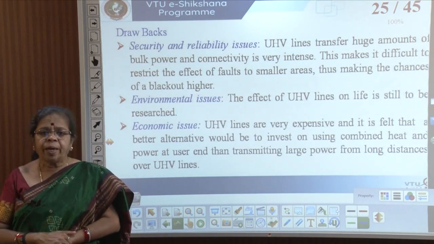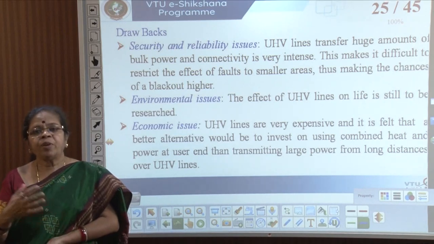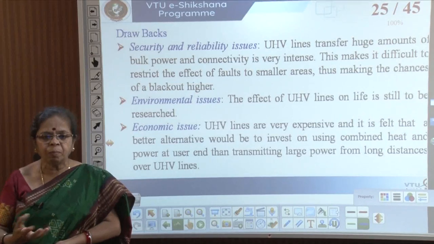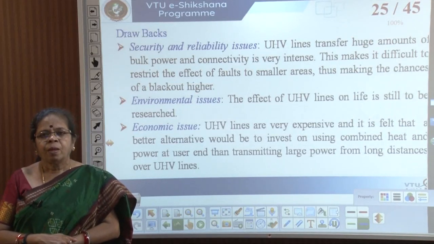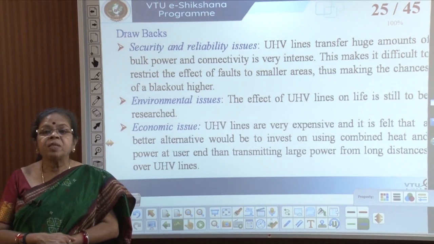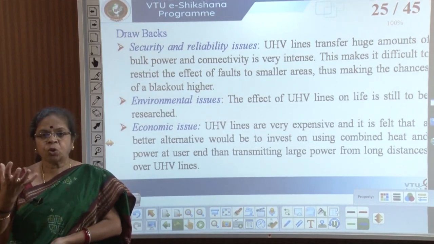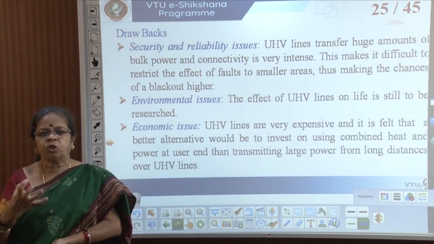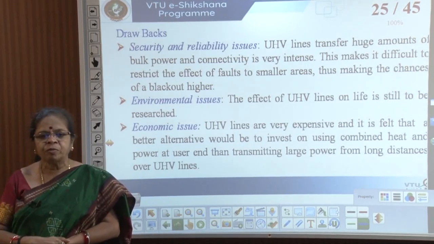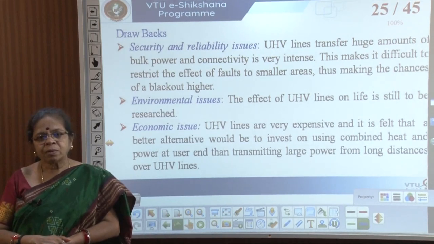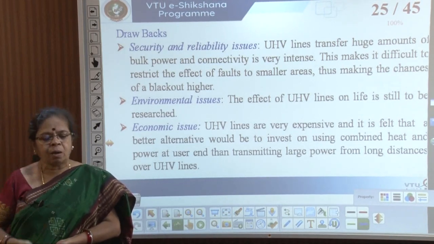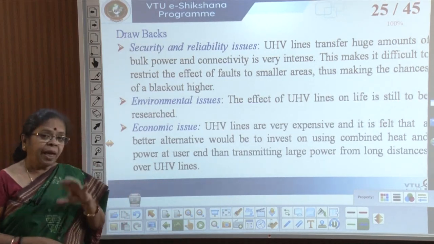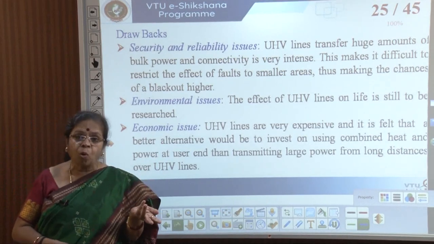And of course, we spoke of the environmental issues, the effect on animals, the effect on land, the effect on climate, on human beings, and so on. And they are very, very expensive because of the associated equipment, the insulators, the transformers, the protection, everything will be very expensive. And therefore, we don't have too many ultra high voltage lines, though it does have some advantages. See, efficiency and profit is not the only motive all the time.